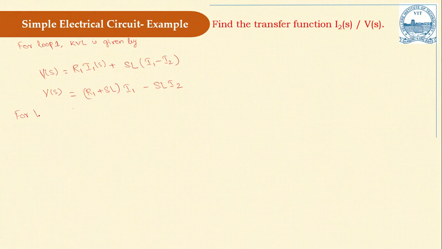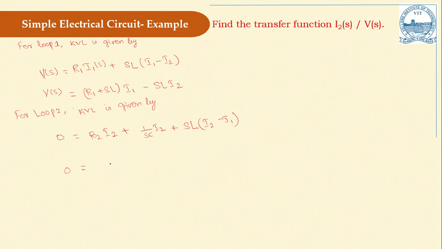Okay, and for loop 2, writing the KVL, so 0 is equal to R2 I2 plus 1 by SC I2 plus SL into I2 minus I1, and in turn again, as we did in the previous case, I am going to group in terms of this. So minus SL I1 plus R2 plus SL plus 1 by SC into I2. So let me take these to be equation 1 and equation 2.